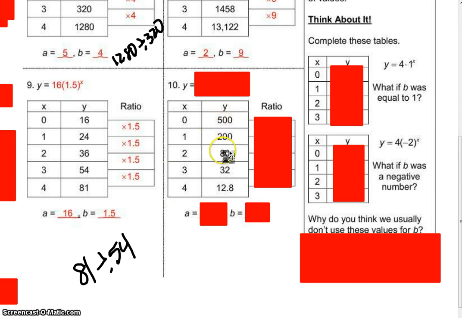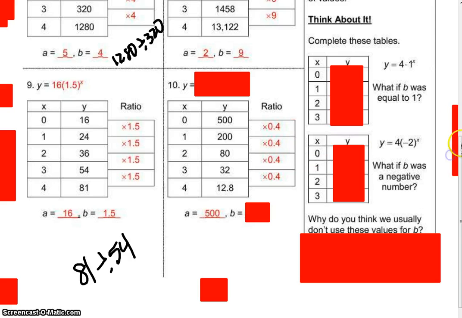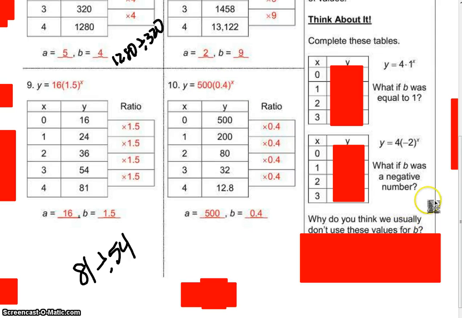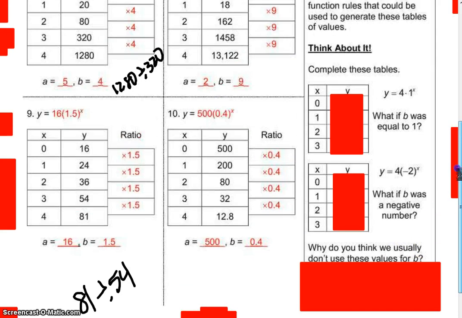Number 10, A is the number with 0, so it's 500. You're going to want to punch in 12.8 divided by 32, and you discover your ratio is 0.4, which means B is 0.4, which means that your equation is 500 times 0.4 to the x.